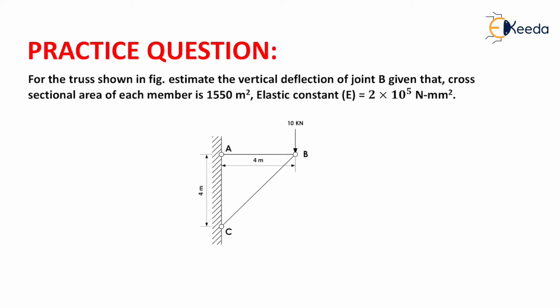The question is given as: for the truss shown in the figure, estimate the vertical deflection of joint B, given that the cross-sectional area of each member is 1550 meter square and the elastic constant E is equal to 2 into 10 to the power 5 Newton per mm square. A truss is shown here in which joint B is subjected to a 10 kilonewton force in the downward direction, and AB length is 4 meter and AC length is 4 meter. Now we need to find the vertical deflection of joint B.